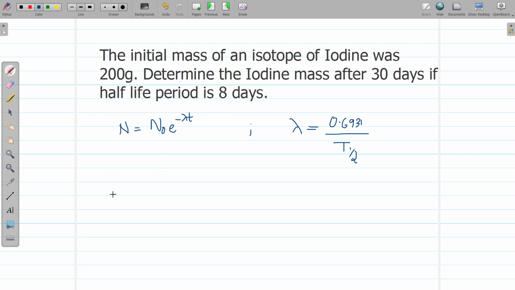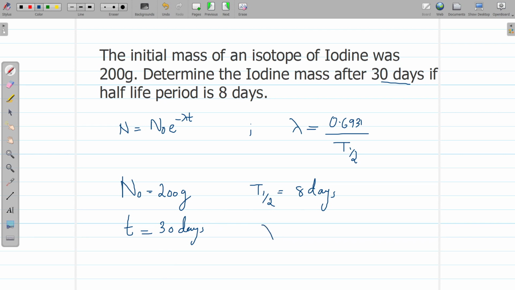Now in the given question, we are given the initial mass, which is N0 equal to 200 gram. Then we want to find the mass of the iodine after 30 days. So what is 30 days? It is t equal to 30 days and the half-life period is given as 8 days. T half equal to 8 days. You need not convert the units here. Days are the units of both t half and t. So you need not convert it into years or seconds.